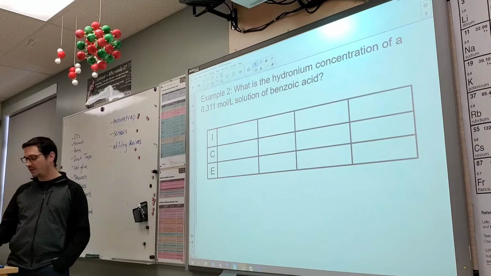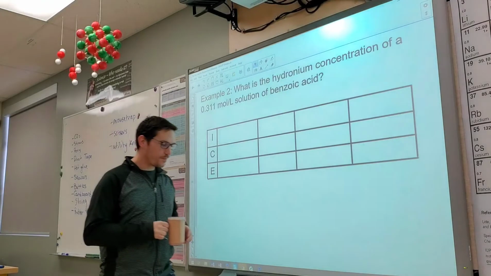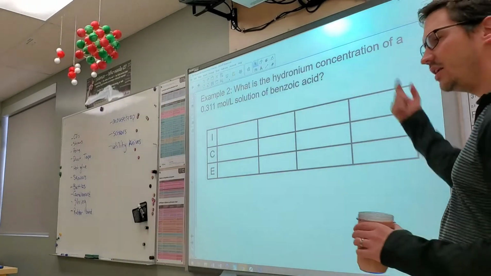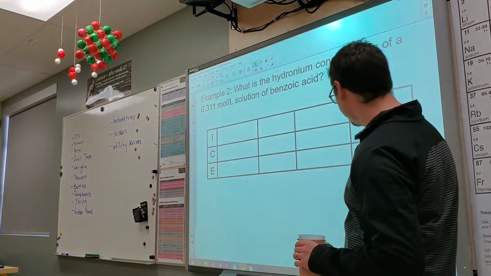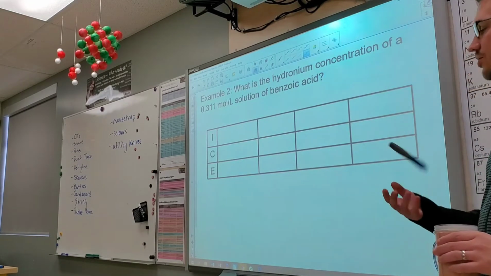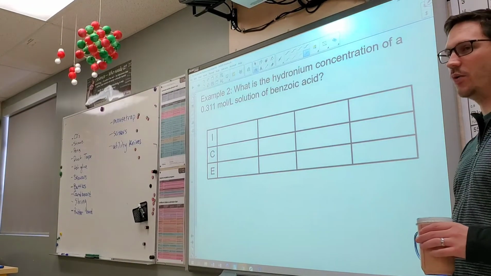Let's do another example. When you get to university, you'll amend the approximation rule, but that's fine. What is the hydronium concentration of a 0.311 mole per liter solution of benzoic acid?